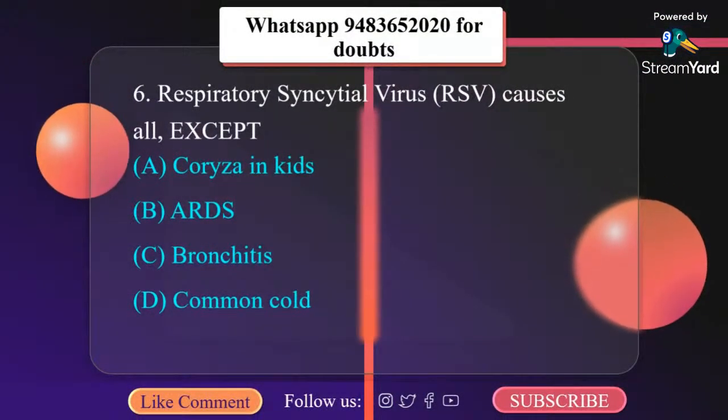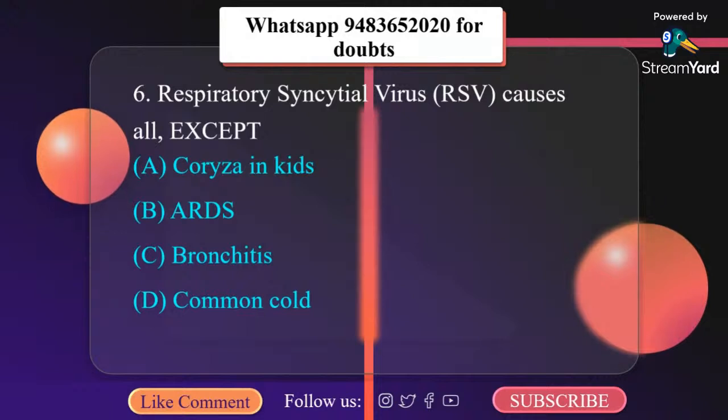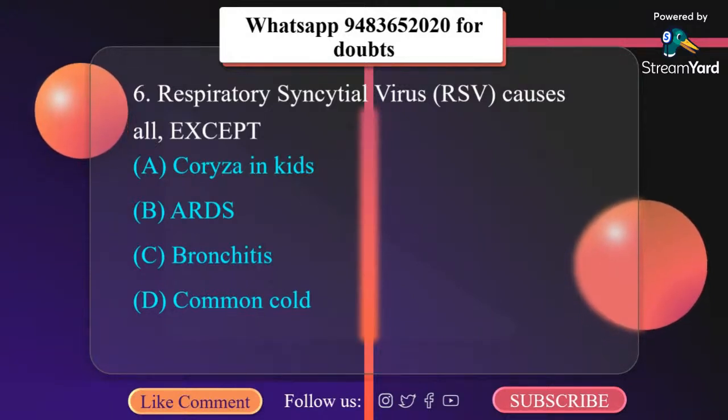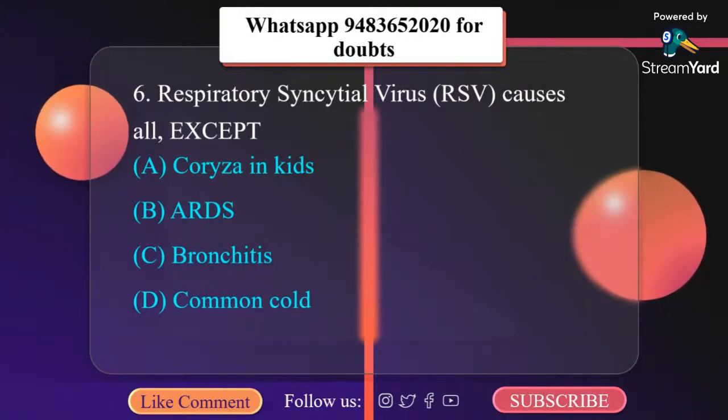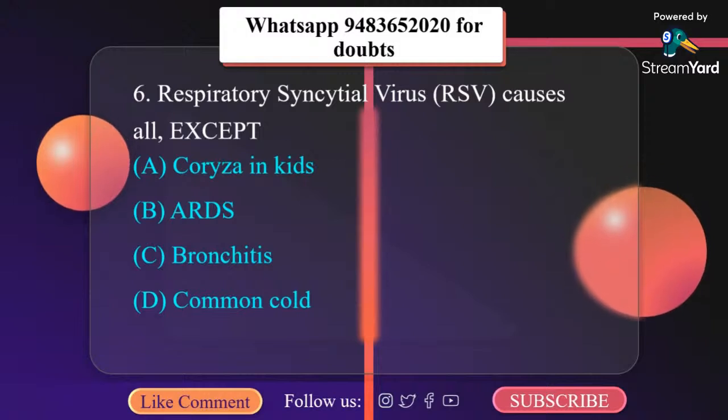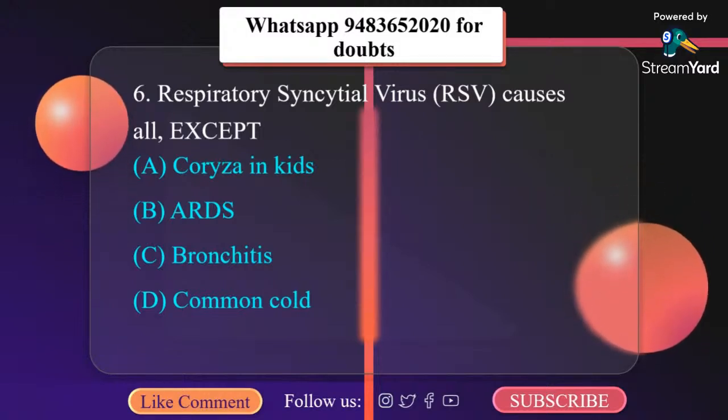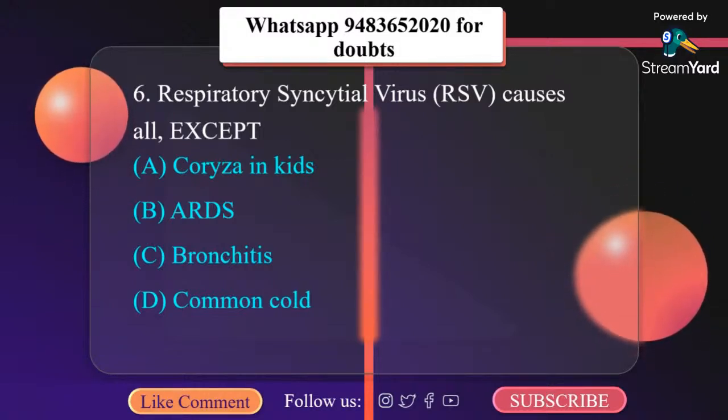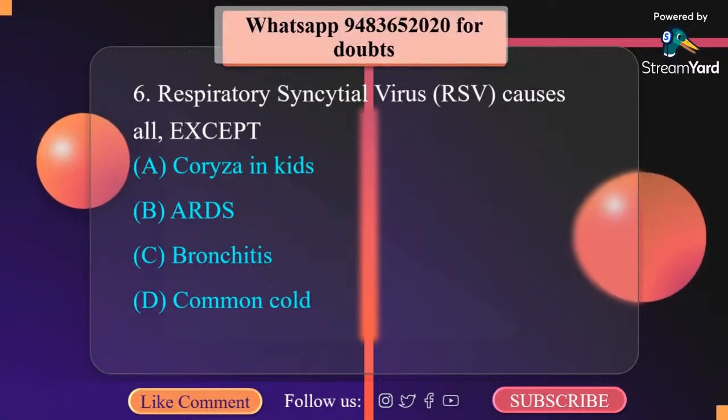Respiratory syncytial virus causes all except: A. Coryza in kids, B. ARDS, C. Bronchitis, D. Common cold. Yes, RSV causes coryza in kids. It also causes bronchitis. It also causes common cold. It does not cause ARDS. So the correct option here is B.